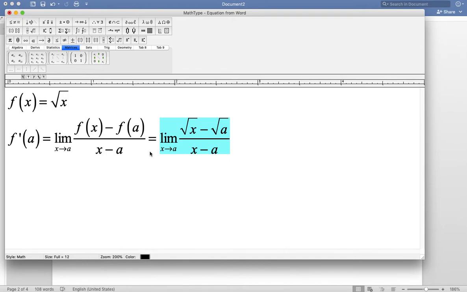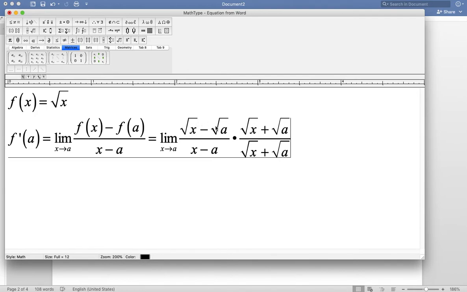If we attempt to direct substitute x approaches a, that's going to be square root of a minus square root of a, which is 0, and x minus a, or a minus a, is 0. We have 0 divided by 0. We need some manipulation to turn this into something that we can use. We're going to multiply by the conjugate here. Back to our trig identity strategies, sometimes the conjugate will work. So I'm going to multiply by the conjugate, which is root x plus root a all over the same, root x plus root a.